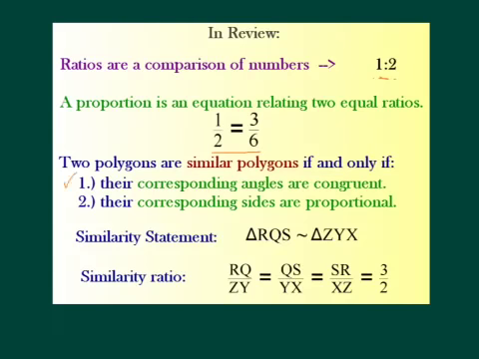Once you've met those two requirements, you can write a similarity statement. In this case, triangle RQS similar to triangle ZYX, and you should be able to find the similarity ratio if they are similar through the ratio of the corresponding sides, right? And when you know that two figures are similar, you can use the idea of proportions to find any missing length of one of the polygons.